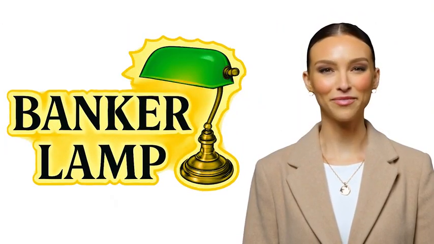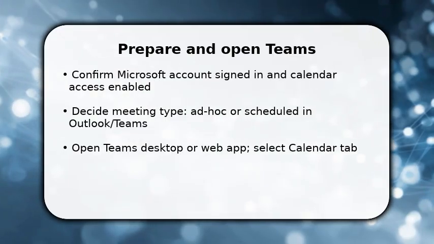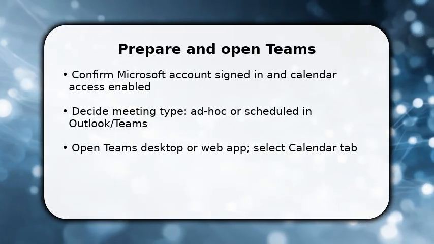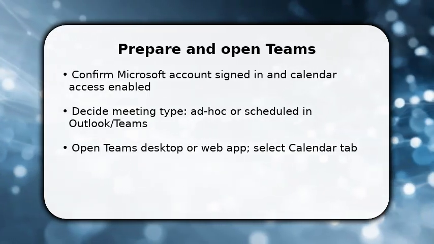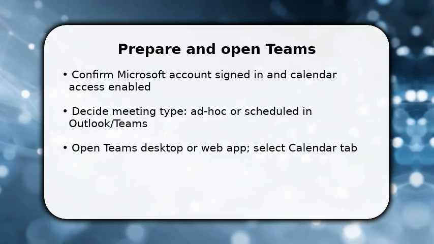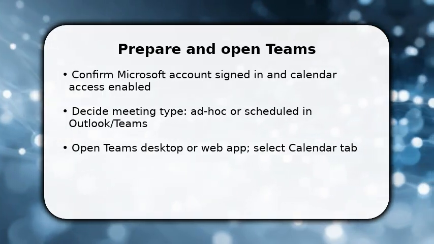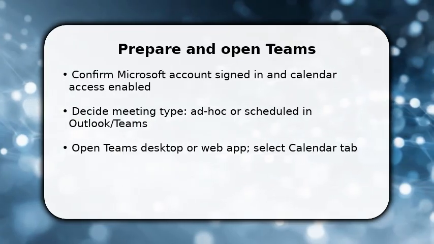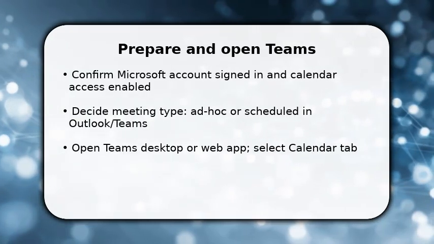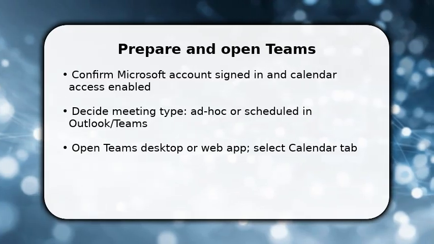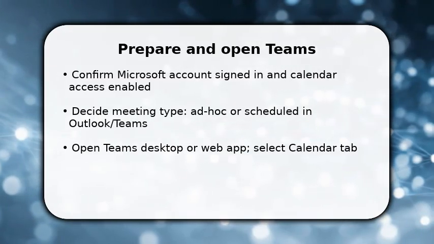Please enjoy the video. You start by signing into your Microsoft account and ensuring calendar permissions are enabled so invites sync. Open Teams on desktop or web and go to Calendar. This is where link creation happens. Once done, choose whether you need an instant meeting or a scheduled event. Pick Scheduled for time, participants, and details.